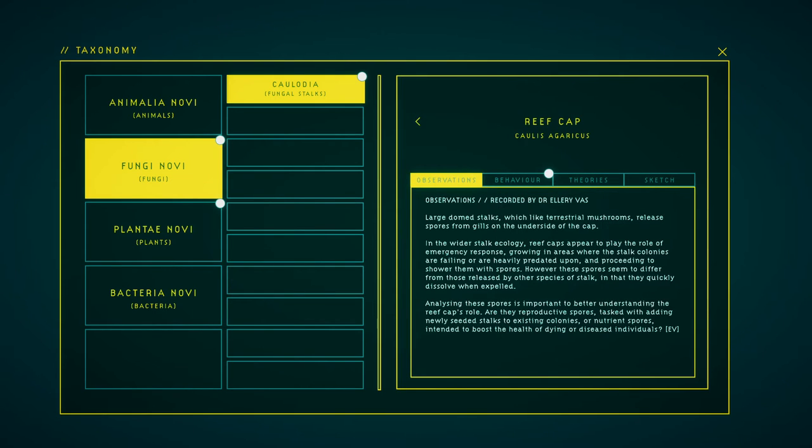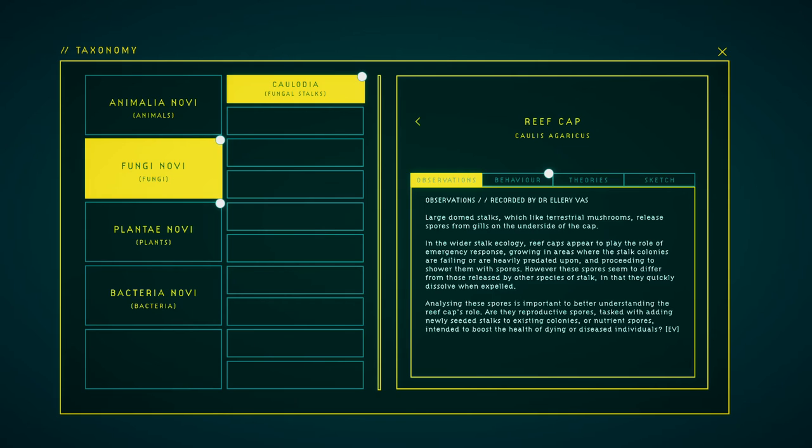Large dome stalks, like terrestrial mushrooms, release spores from gills on the underside of the cap. In the wider stalk ecology, reef caps appear to play the role of emergency response, growing in areas where the stalk colonies are failing or are heavily predated upon, and proceeding to shower them with spores. However, these spores seem to differ from those released by other species of stalk, in that they quickly dissolve when expelled. Analyzing these spores is important to better understanding the reef cap's role.